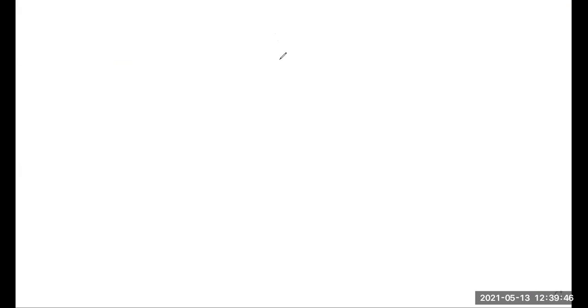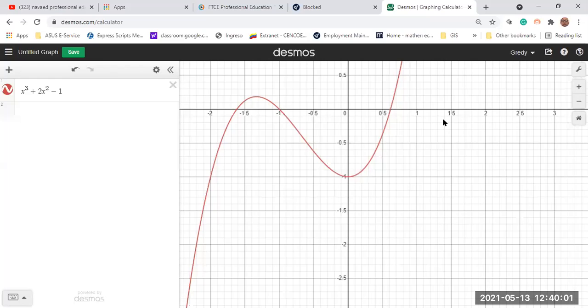All right, and also I'm going to get this Desmos. Here is the graph. Let me put this graph on the screen. You see that graph here, right? It is a polynomial, a third-degree polynomial, right?